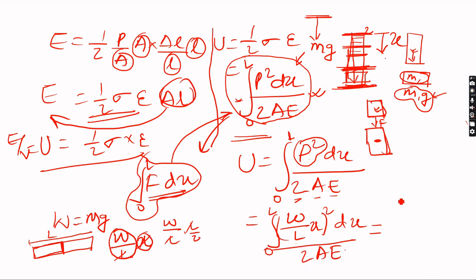So 2 into 3 is 6. So I am writing directly here. It will come W square by L square into x cube by 3, and you put the limit values 0 to L. Then in the numerator it will come L cube, and denominator will be L square. So only L will come on the numerator, and here it will come 6AE. Any doubt? Any doubt?